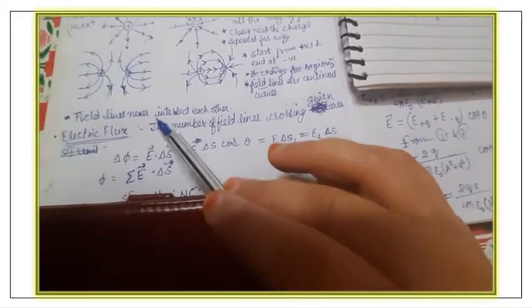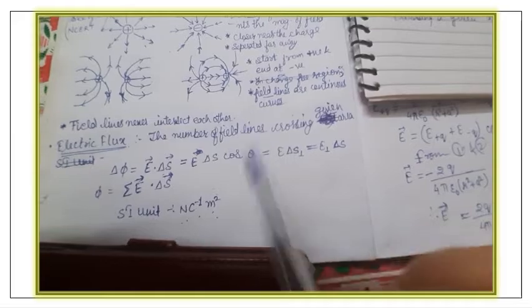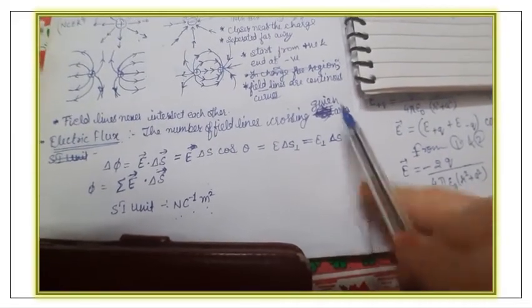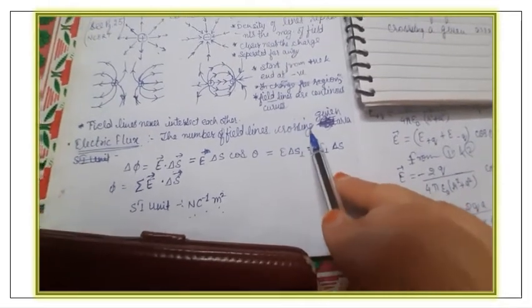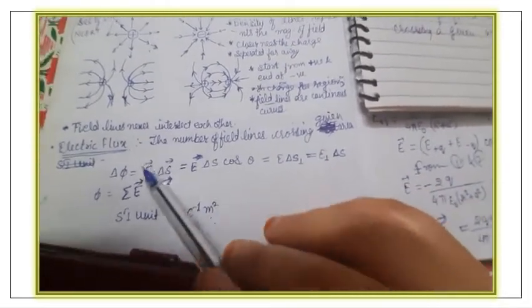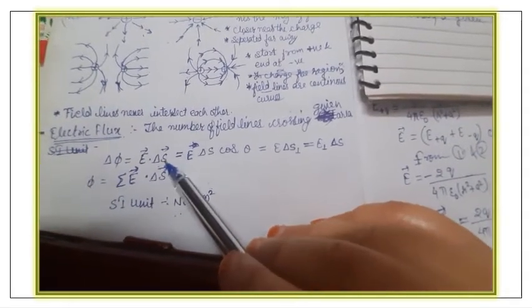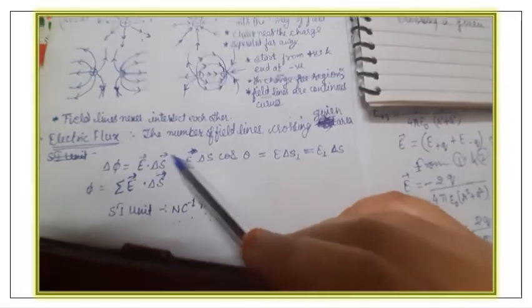Moving on, the next topic is electric flux. Electric flux is the number of electric field lines crossing a given area. The definition is the number of electric field lines crossing a given area. Mathematically, it is represented by phi. So for a small area delta S, the electric flux is given by E dot delta S.